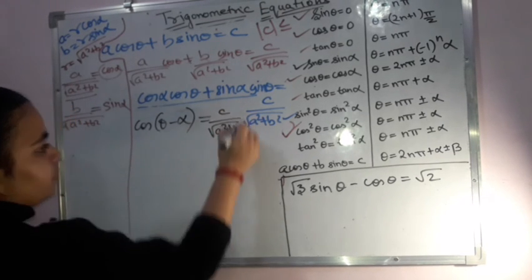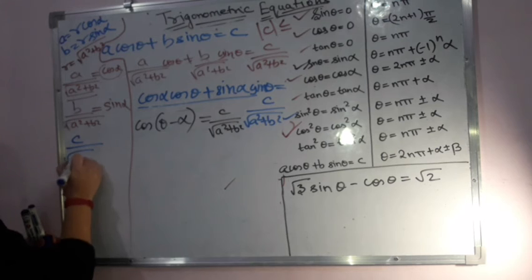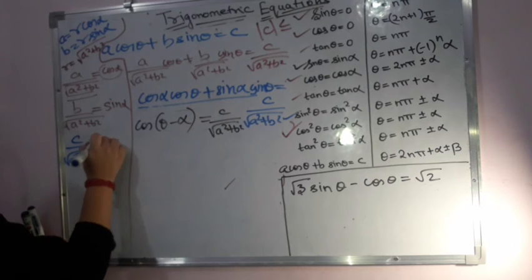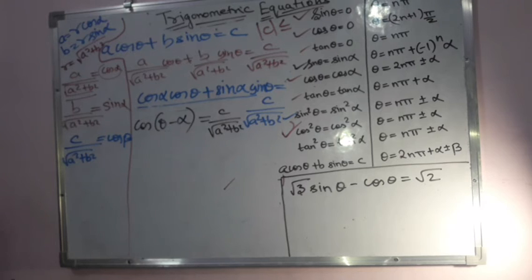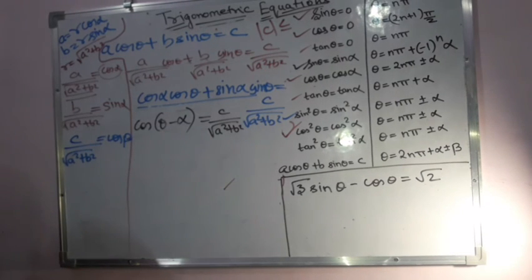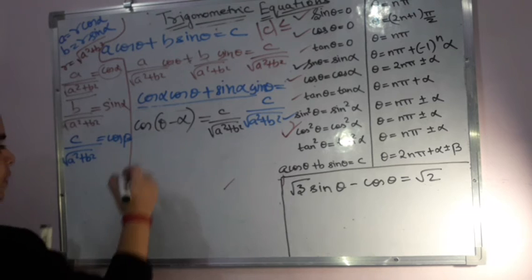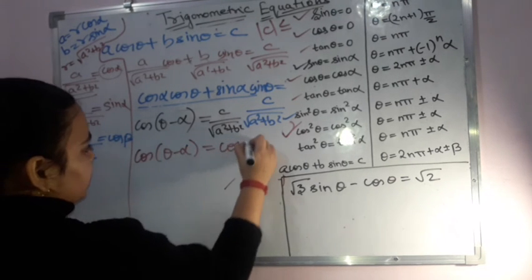Let us assume that c upon under root of a square plus b square is equal to cos of beta. Let us assume it to be. It is not there, but we are assuming that this entire value is equal to cos beta. Why? So that I can have cos on both sides and get some relation out of it. So cos of (theta minus alpha) is then equal to cos of beta.